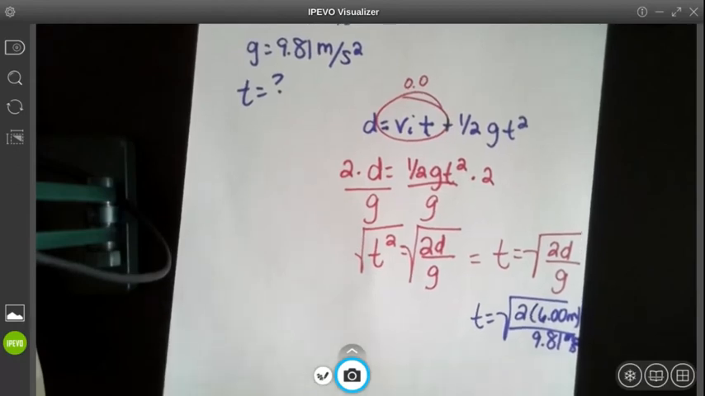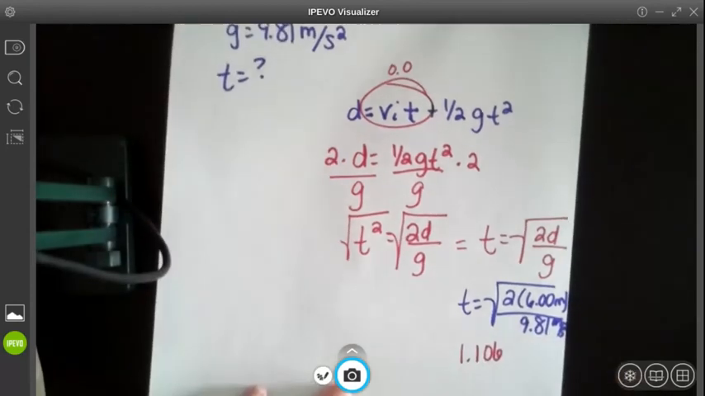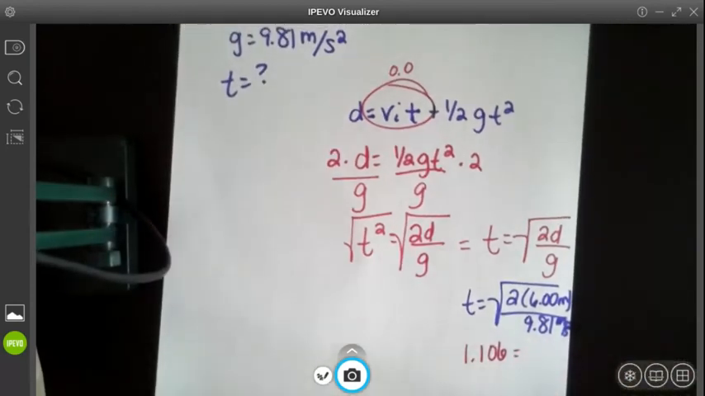I plug that into my calculator, and I'm going to get 1.106. I need 3 sig figs, so 1.11 seconds. And that'll be my final answer.